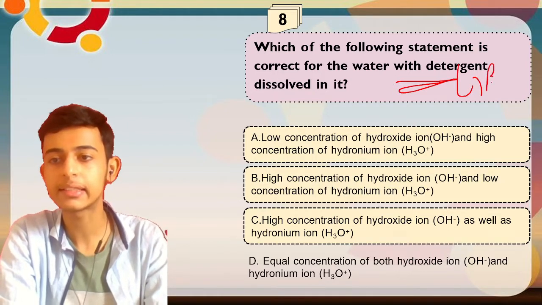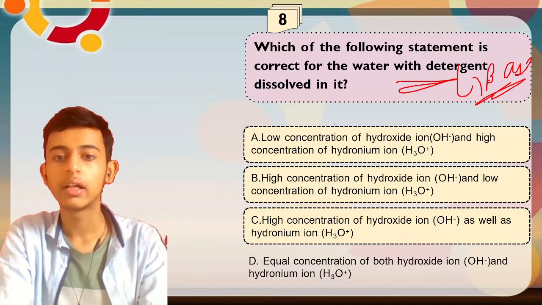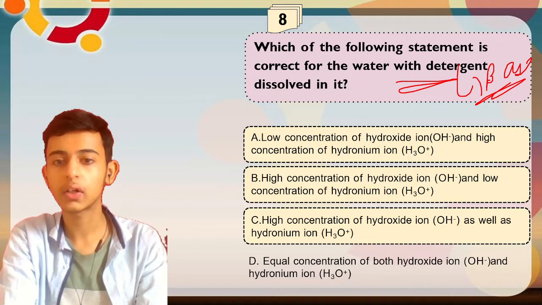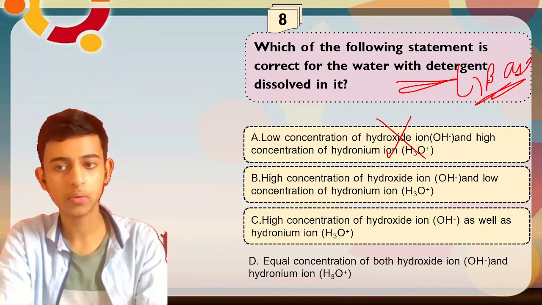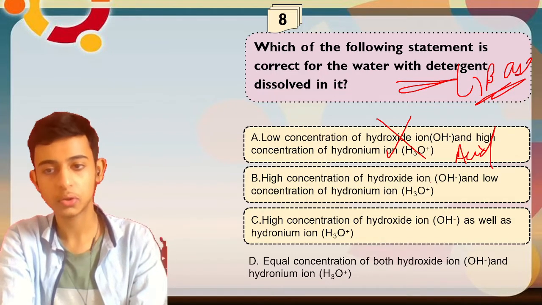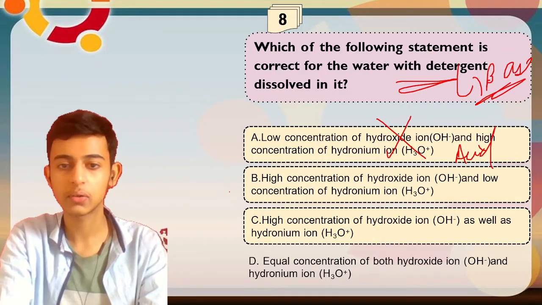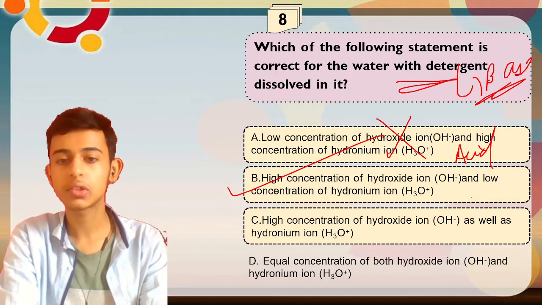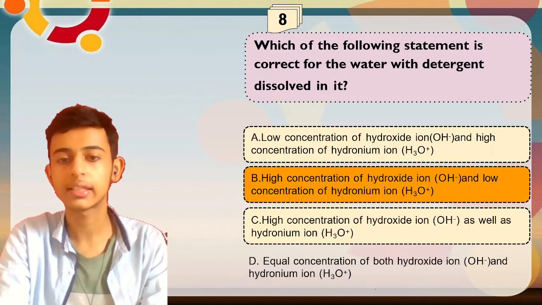Detergent is a base, remember. Low concentration of hydroxide ion and high concentration of hydronium, wrong. This is the case of acid. High concentration of hydroxide ion and low concentration of hydronium ion, this is correct. High concentration as well as low is wrong, equal is wrong. So the answer is B.